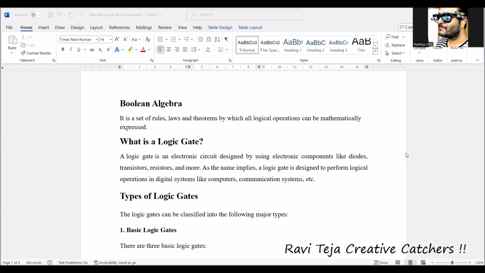In today's class, we are going to learn the topic Boolean Algebra with respect to logic gates. So first of all, what is Boolean Algebra? It is a set of rules, laws and theorems by which all the logical operations can be mathematically expressed. Okay, so this Boolean Algebra can be mathematically expressed with the help of logic gates.